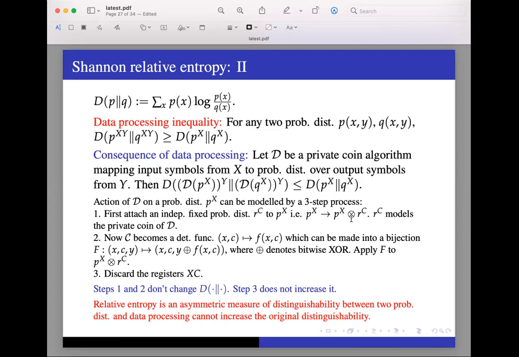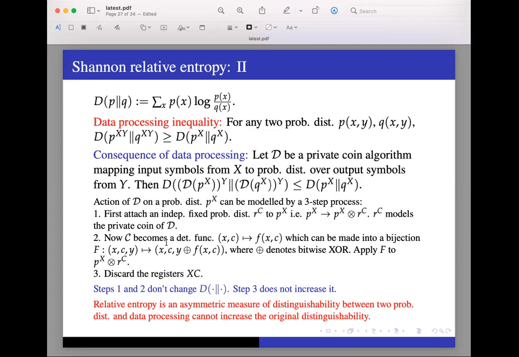I started with the register X, then internally the algorithm has registers X, C, Y. C is initialized to a sample from the private coin, Y is initialized to all zeros, then F is applied, and then I only want to keep Y, right? So I just discard X. So that's the last step. In terms of probability distributions, what does it mean? Discarding X: after step 2 is done, I am thinking of a joint probability distribution on X, C, Y, not on X, Y. And now to go to Y, I'll just discard the register X.